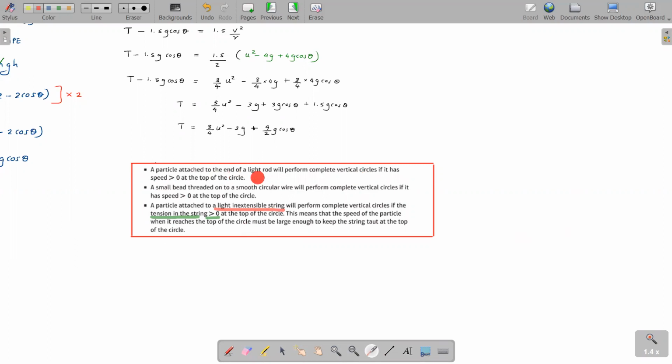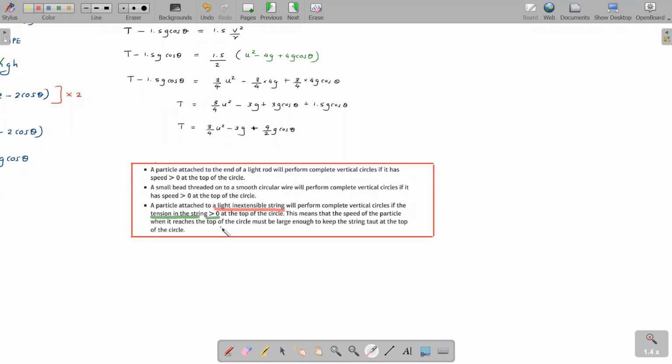I think you need to understand in a rod, you do not have the problem where the rod becomes slack, right? The rod doesn't become slack because the rod is a rigid object. So in a rod, to pass the topmost point, it's the speed that affects. If the speed is bigger than 0, the rod will pass through the top. Okay, but in a string, the speed itself is not the only factor.